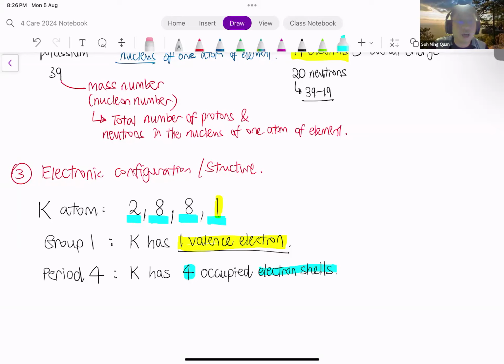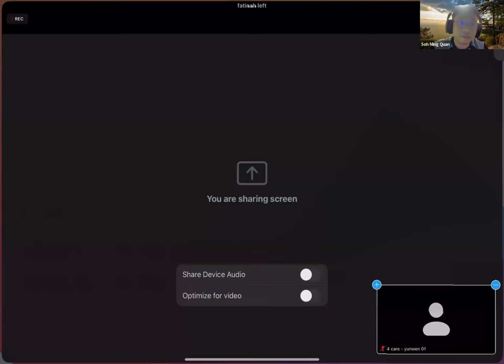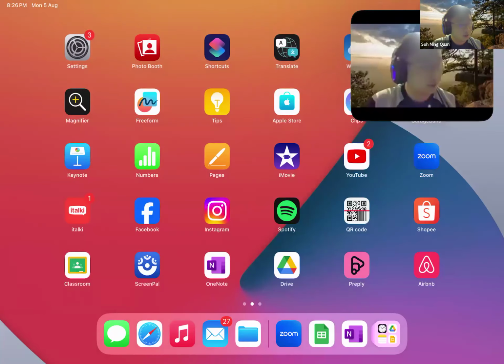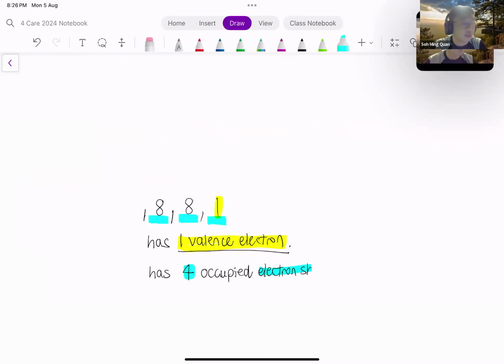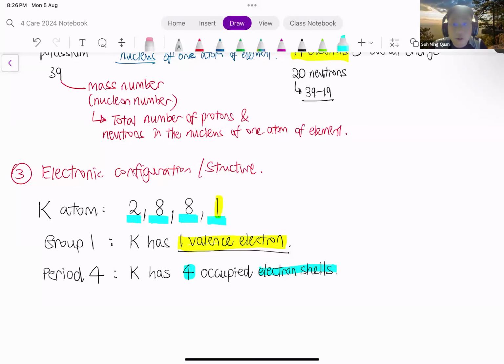So how do you work out the position of potassium in the periodic table? This is how you work it out. Potassium is in group 1 because it has 1 valence electron. Potassium is in period number 4 because it has 4 occupied electron shells. All right. So this simple analysis of electronic configuration is already indeed very, very useful. Okay. So let me just give you a little bit of time to internalize and copy that down.